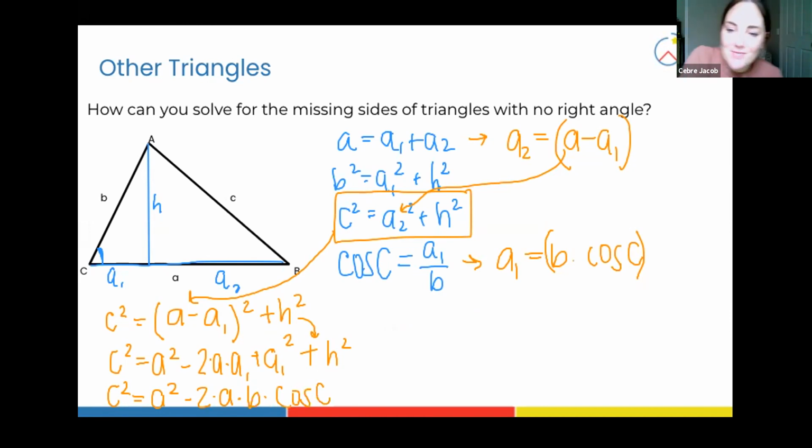So do you see what I just did? We just took out A1 and we put in B times cosine C. And then I'm going to leave the rest of it, A1 squared plus H squared. This is going to be so fun. What we're just about to do, this is going to clean up and be so beautiful. Because guys, I left that A1 squared plus H squared, but what does that equal? Look up at our other facts. It equals B squared. So I'm going to take that out and put B squared in its place.